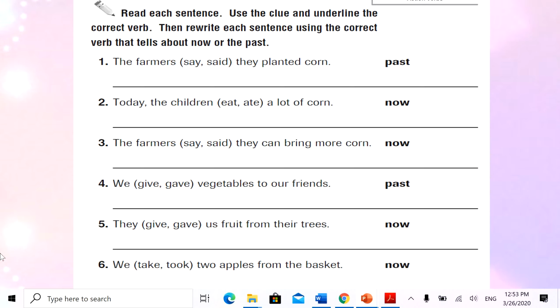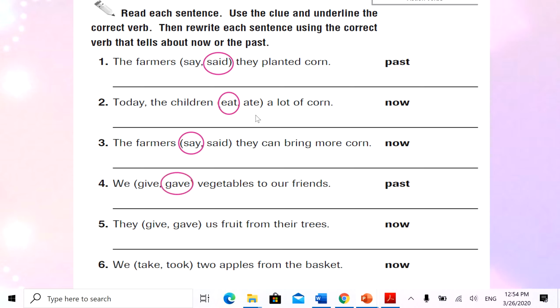Now it's time to check the answers. Number 1, we choose said. Say in the present, said in the past. Number 2, eat. Eat in the present, ate in the past. 3, the answer is say, said in the past.